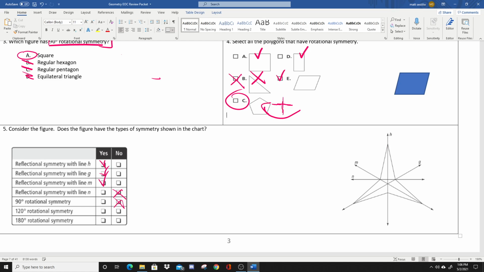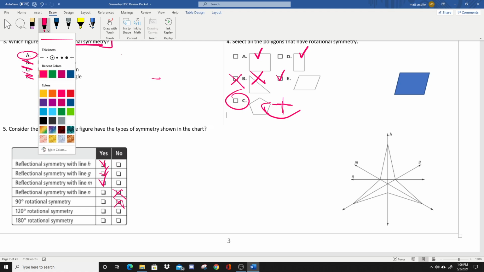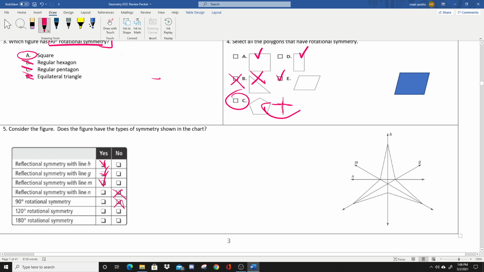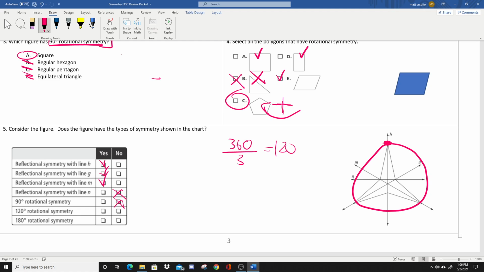120. That's interesting. So we have a whole circle. And how many little points do we have? We got 3. So 360 divided by 3 is 120. So the reason why I'm saying that is because if we rotate this 120 degrees, it'll land here. This one would land here, and this one would land here. How do I know that? Because this is 120. This would be 120. This would be 120. So that works.